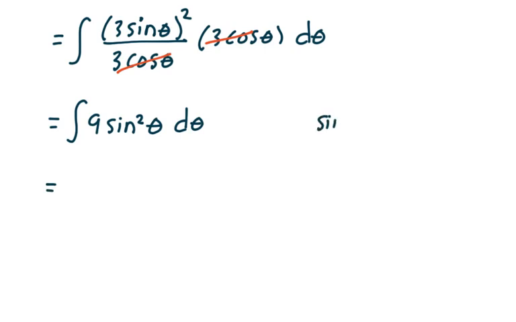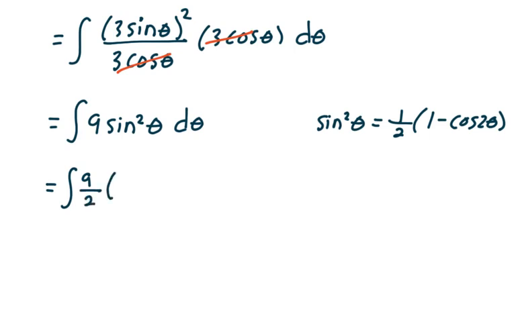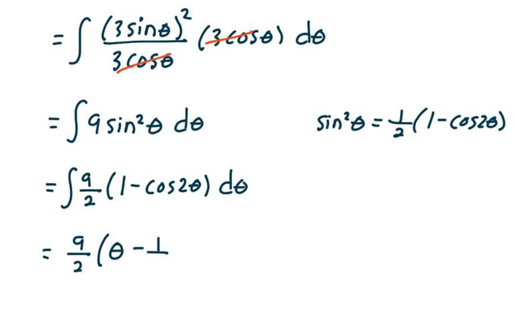But remember that sine squared theta is 1/2 of 1 minus cosine 2 theta. Okay? So I'm going to substitute that in. So I get 9 over 2 times 1 minus cosine 2 theta d theta. And so if you don't mind, I'm going to tell you what this integral is. You get 9/2 times theta minus 1/2 sine 2 theta plus c.